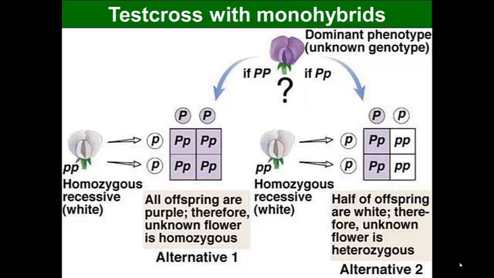So here's another test cross. You have a homozygous recessive, or white, flower crossed with an unknown purple. So we know it's purple. It could be either two dominant alleles or one dominant and one recessive allele. If all the offspring are purple, we know that the unknown flower is homozygous for the dominant allele. If you have half purple, half white, we know that the unknown is heterozygous for the dominant allele: one dominant allele, one recessive allele.